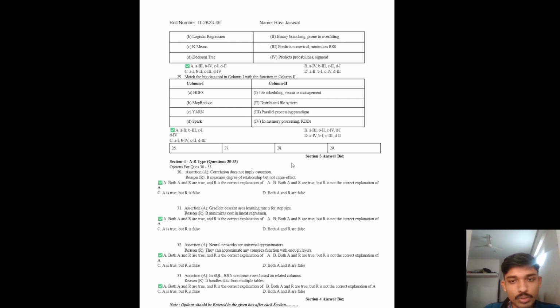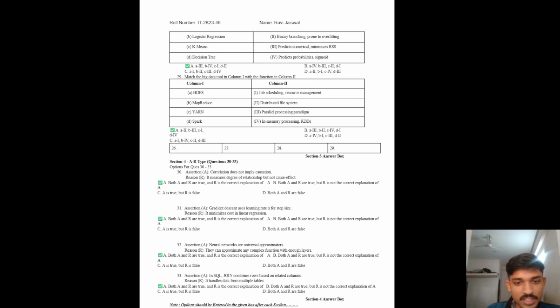Now we will move on to the third section. The third section basically talks about assertion and reason questions. So the 31st is: assertion is correlation does not imply causation, and the reason is it measures degree of relationship but not cause effect. So here both A and R are true, and R is the correct explanation of A, because correlation does not cause causation.